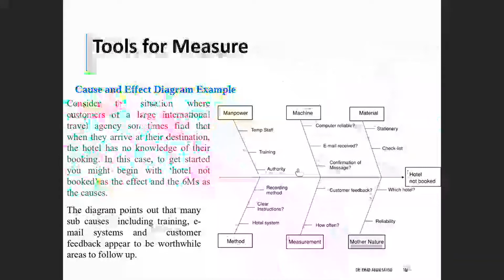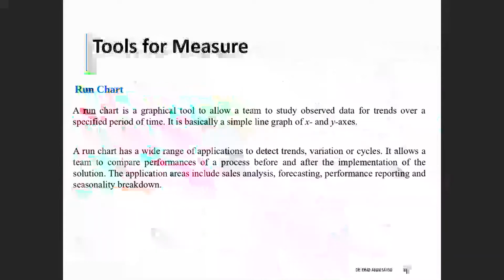Other, for example, the machine, for example, the computer reliability, that means whether it receives emails and checks the reservations from the travel agencies or from the hotel side. So this is another example to show you how the cause and effect diagram can apply in different cases, from a production manufacturing problem into the service industry, including all types of sectors where it can be applied.